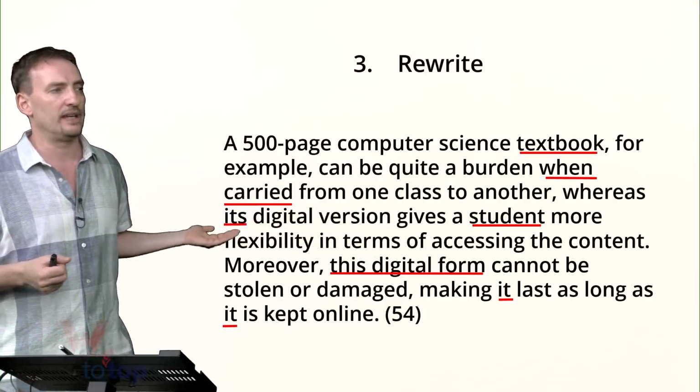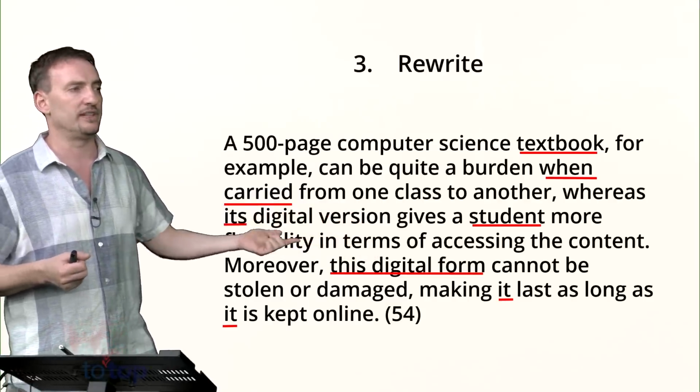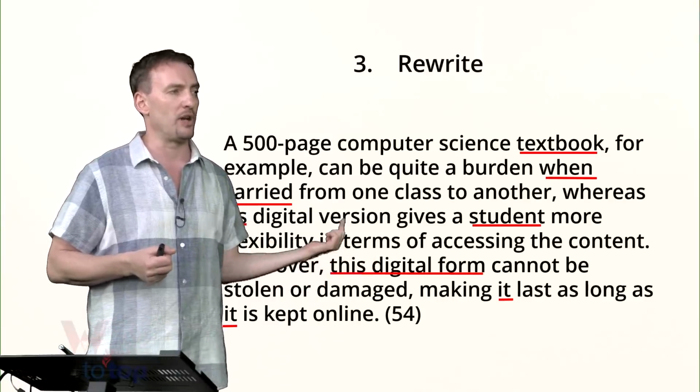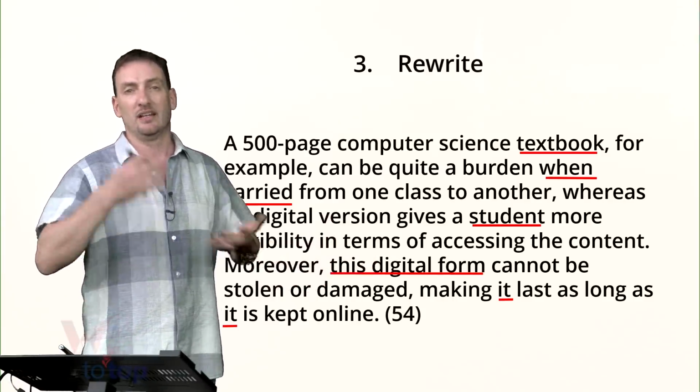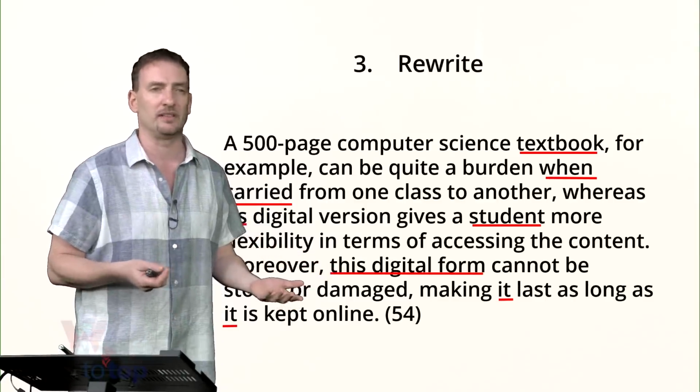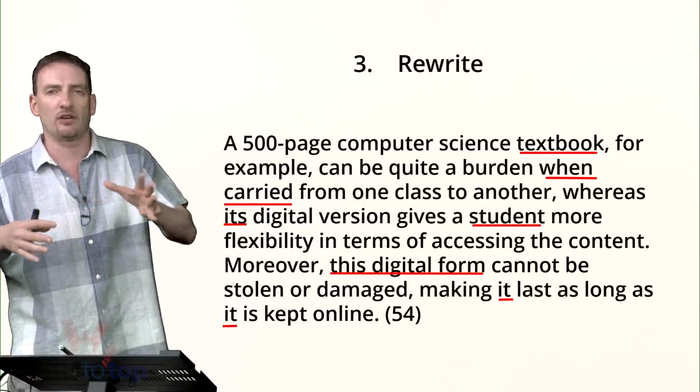So before its digital form, the book's digital version, this digital form, I'm talking about the same one version. So I don't need to say the book so many times. I don't need to say the word student so many times. And this way I get rid of a lot of words.